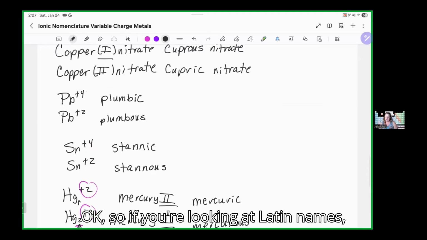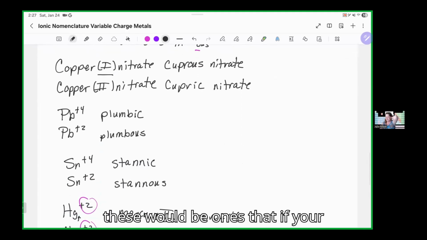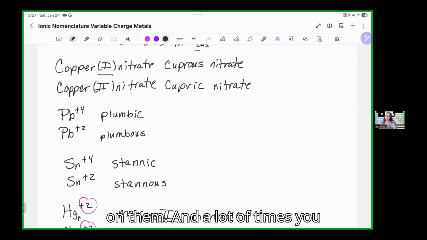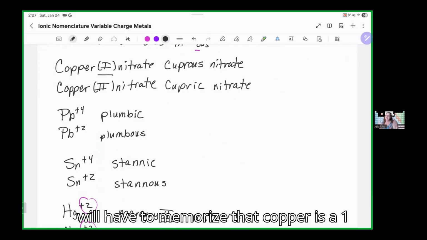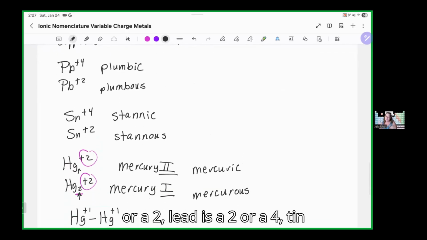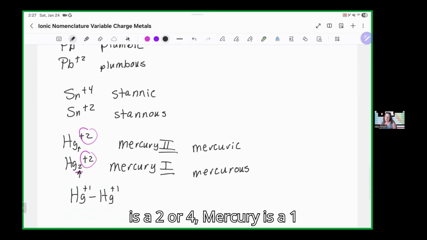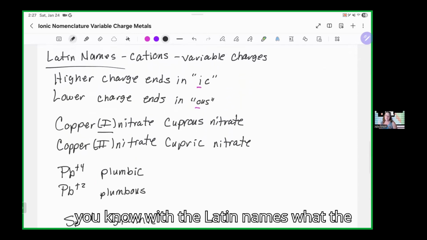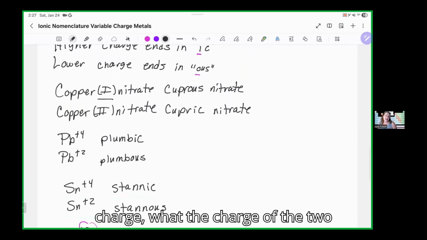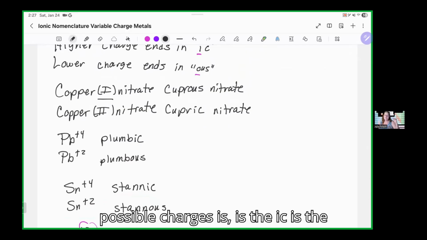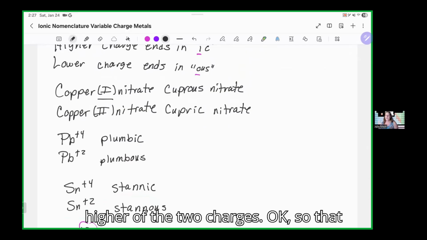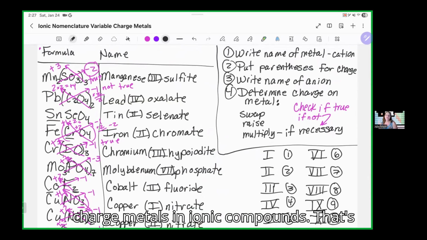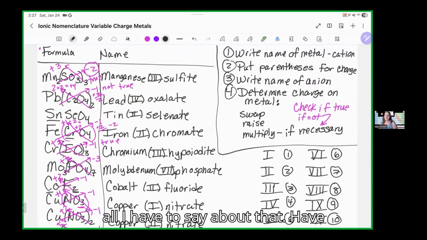Okay, so if you're looking at Latin names, these would be ones that if your instructor has you memorize the charges on them, and a lot of times you will have to memorize that copper is a 1 or a 2, lead is a 2 or a 4, tin is a 2 or a 4, mercury is a 1 or a 2. Okay, so that's how you know with the Latin names what the 2 possible charges are: the ic is the higher of the 2 charges. Okay, so that is doing the nomenclature of variable charge metals in ionic compounds. That's all I have to say about that.